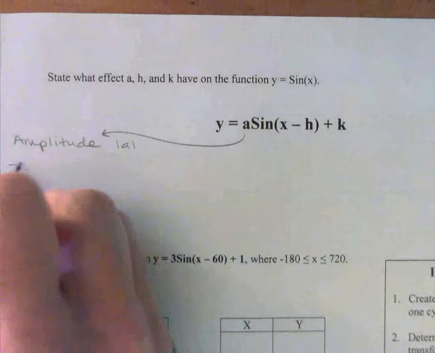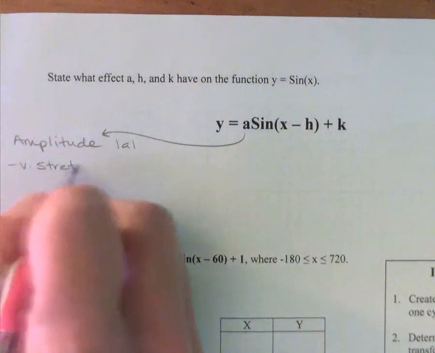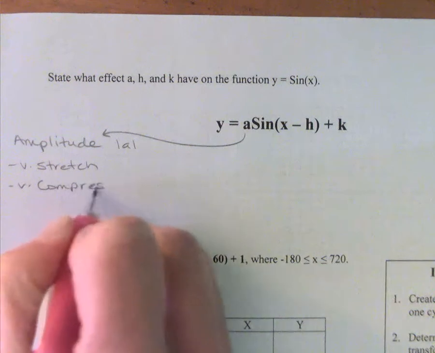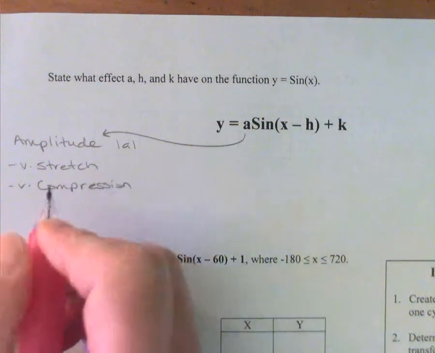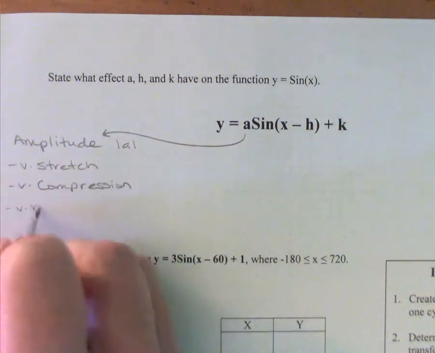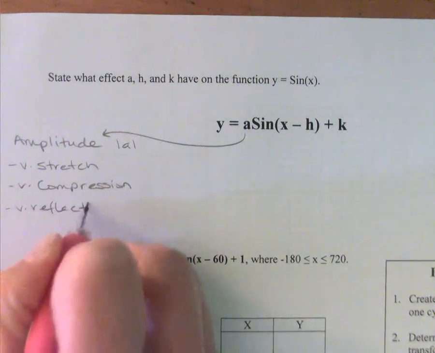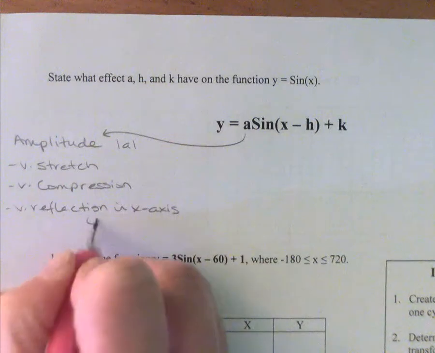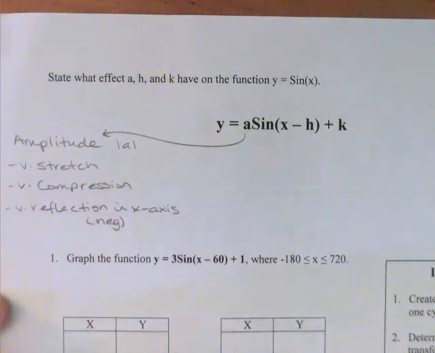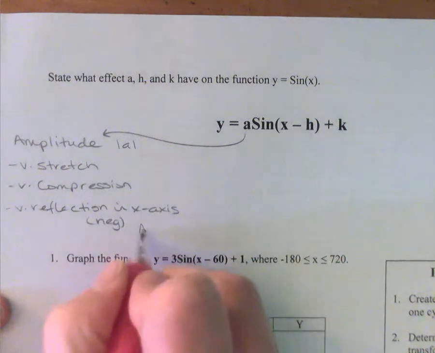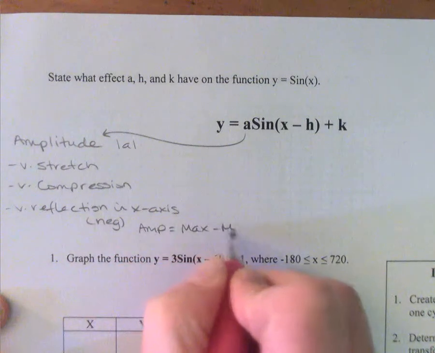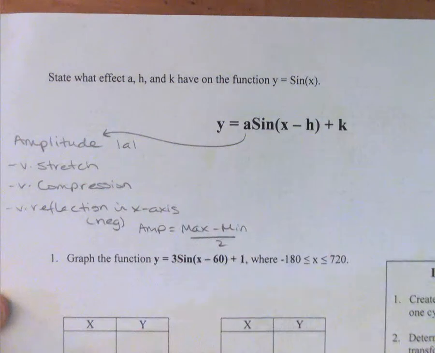My A will give me my vertical stretch and my vertical compression. It will also give me my vertical reflection in my x-axis if there is a negative. The amplitude is the max minus the min divided by 2.